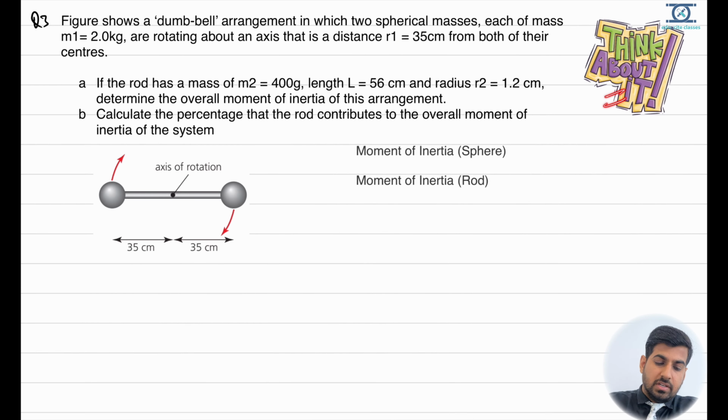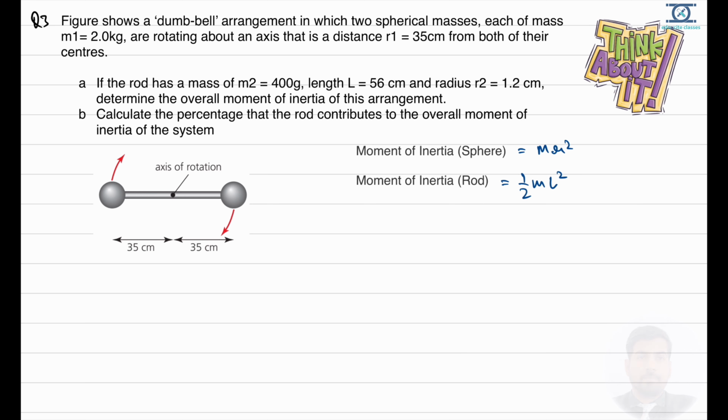Now think about it and solve question number 3. For this you will need the moment of inertia of a sphere, which is mr square, and for a rod it is half ml square. Okay, so you can try this now. Pause the video and solve question number 3.